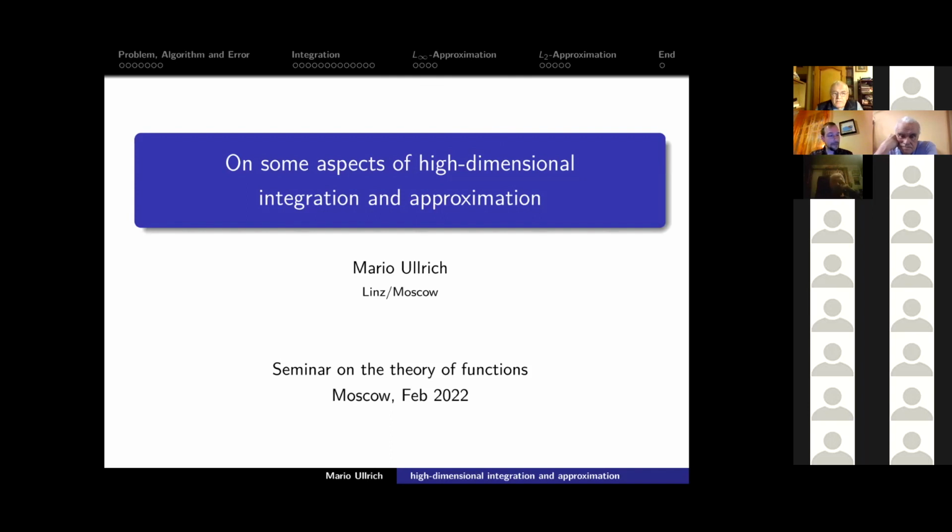It is about approximation and integration, as it's already written here, but with a very special focus on high-dimensional problems. So let me give an introduction and what kind of problems are solved and not solved, and I will give about 7 or 8 open problems that I think are in particular interesting.